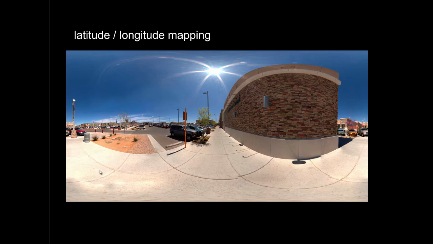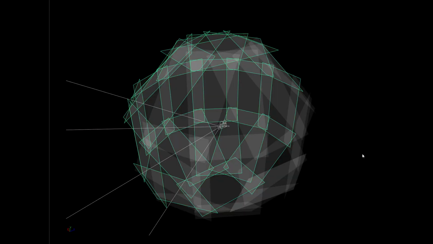A very common format is this one, latitude, longitude, which is essentially a spherical projection that's been unwrapped into a rectangular or rectilinear map. But how do you arrive at this result? How do you assemble a panorama? Well, the easiest way is to shoot a series of images in tiles and then reassemble them in post.